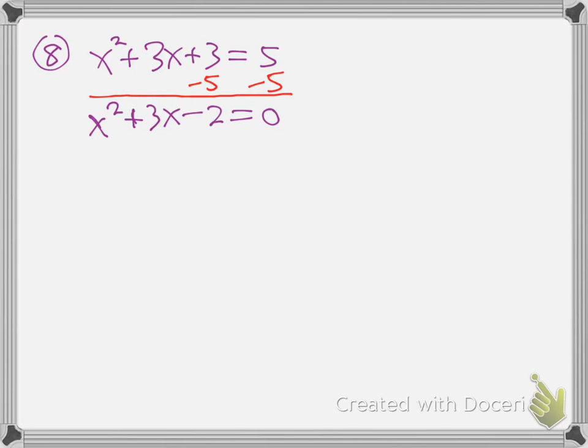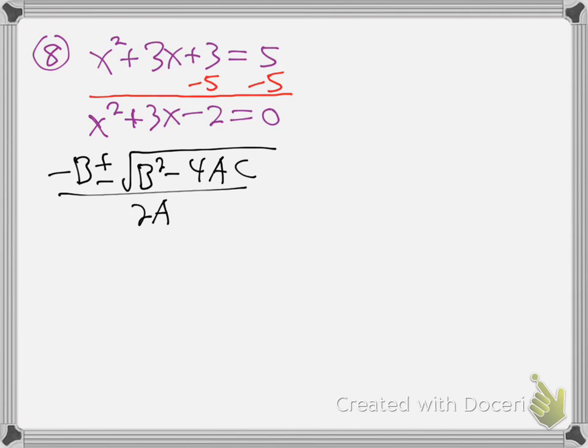Doesn't factor, right? So use the quadratic formula. Your new best friend. Negative b plus or minus the square root of b squared minus 4ac, all over 2a. All right, so plug in the a, b, c. What's the a? A is 1, right? A is the 1, b is the 3, c is the negative 2, right? So plug those in, a, b, and c, into the quadratic formula.